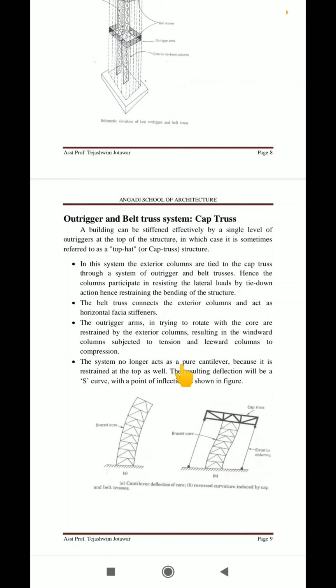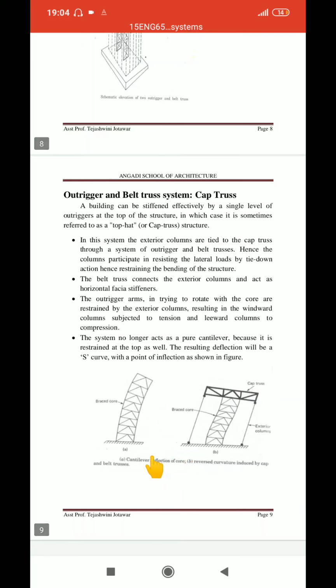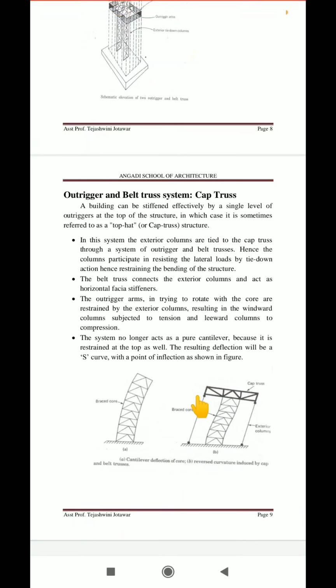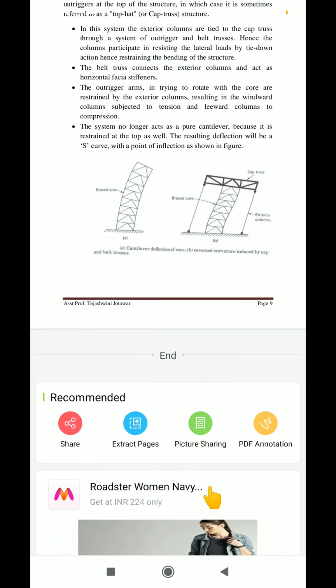The system no longer acts as a pure cantilever. So because of this hold down action, the tension and compression action, which is again effected by the top truss or cap truss, this entire building does not act as a perfect cantilever type. There will be an S curve in the deflection of the structure with a point of inflexion as shown in this figure. So instead of bending in this way, a building bends in this way.